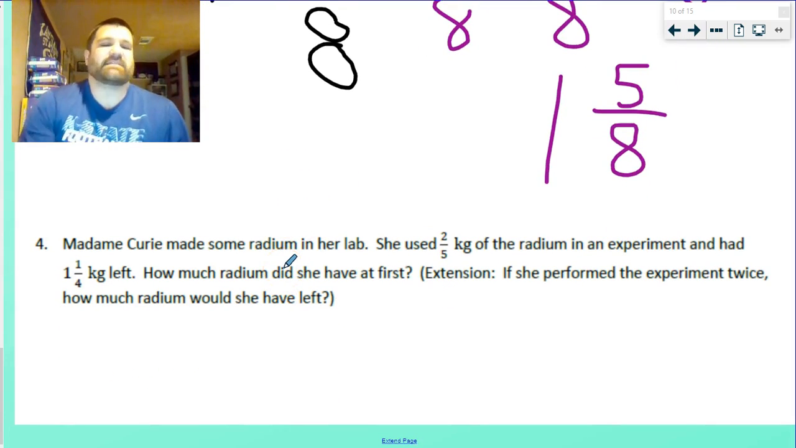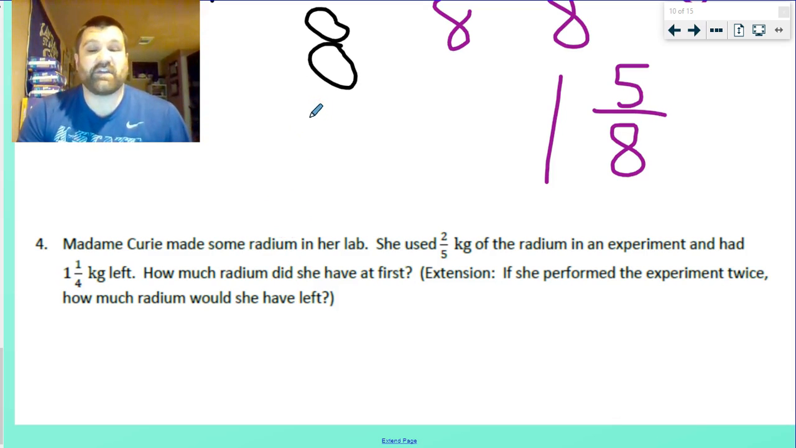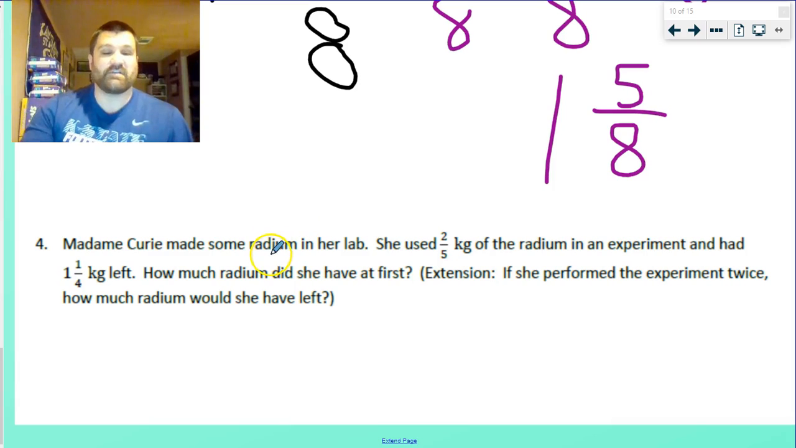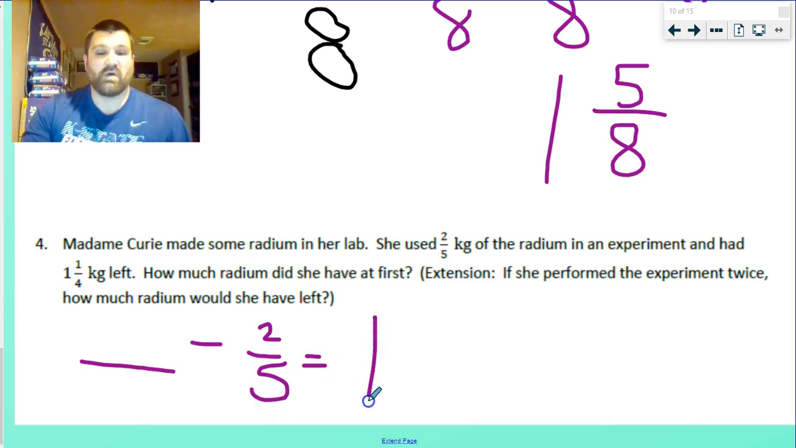Madame Curie made some radium in her lab. Wouldn't suggest it. She used 2/5 kilogram of the radium in an experiment and had 1 1/4 kilogram left. How much radium did she have at first? So if she used 2/5 and had 1 1/4 left, something subtract 2/5 equals 1 1/4. Okay. Well, how do we get this?